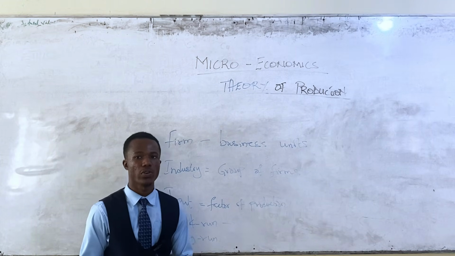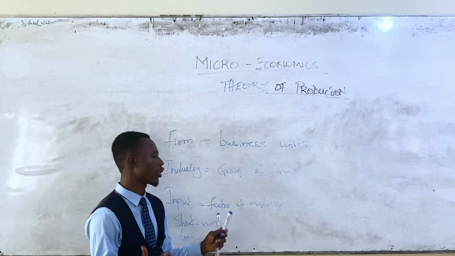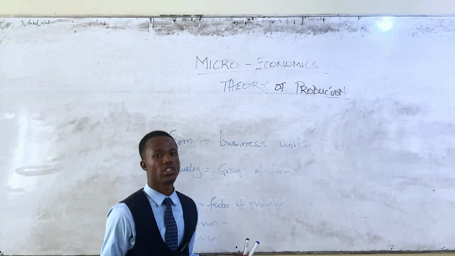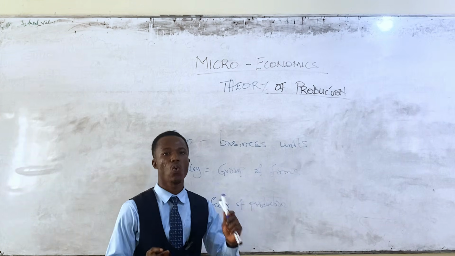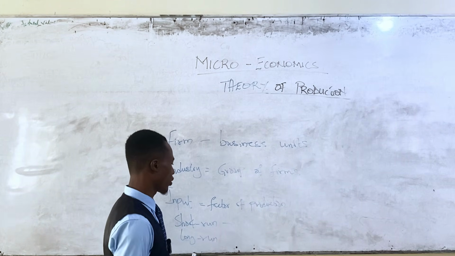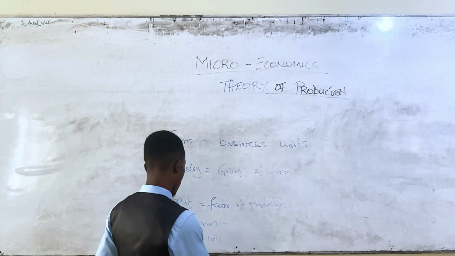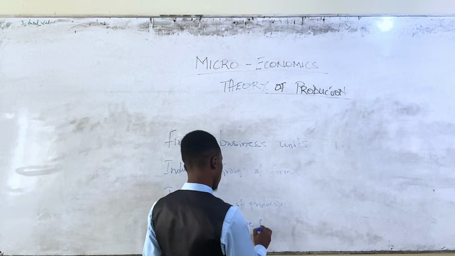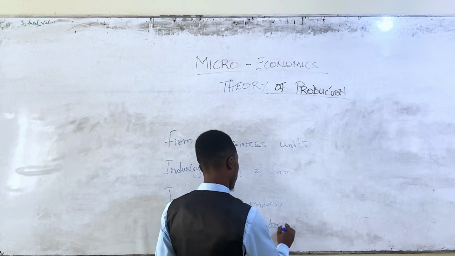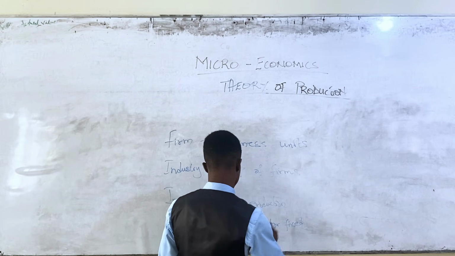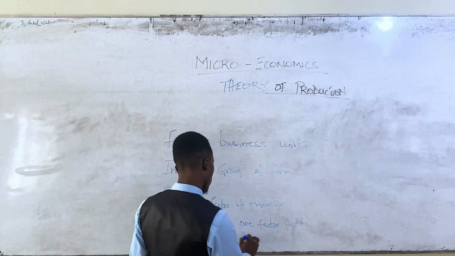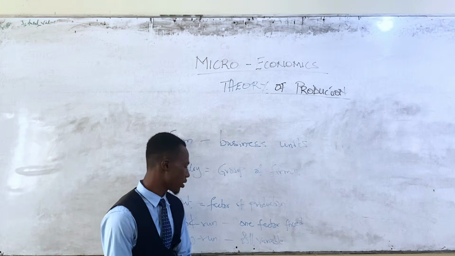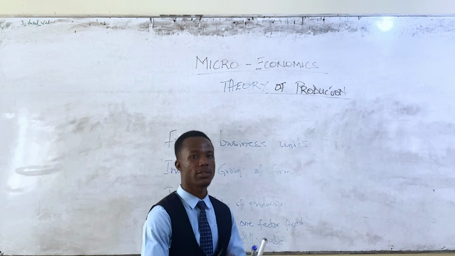Short run and long run are two periods in economics. For the short run period, we are saying that of all the factors of production, at least one of the factors must be constant or fixed. Under the short run, we have to get one factor fixed. Then for the long run, all factors are variable. They must all adapt to changes.